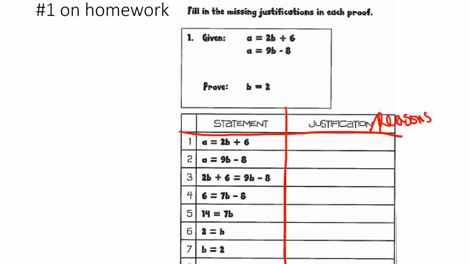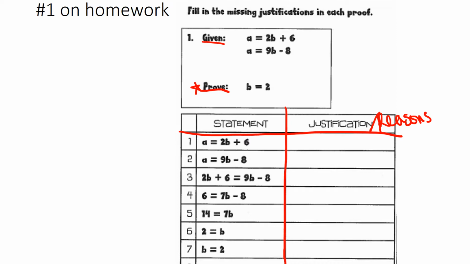So this is number one on your homework. When we're trying to prove something, they give me some statements to start with, and then they give me the answer, if you will, and say, prove to me that b is equal to 2. So our goal in proofs isn't necessarily to find the answer, because the answer has been given to us in the proof statement. We have to show our justifications of how we got b equal to 2.